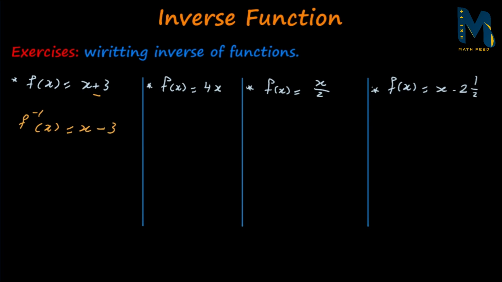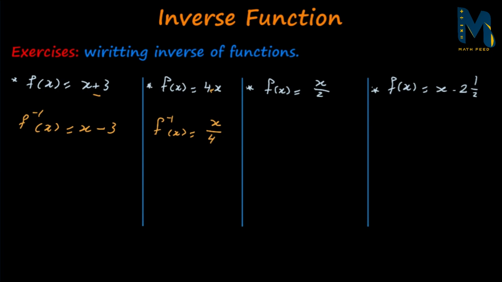Simply as that. For the next one, f(x) equals 4 multiplied by x. The inverse of multiplication is division. It will be f inverse of x equals x divided by 4. This is how we can solve.